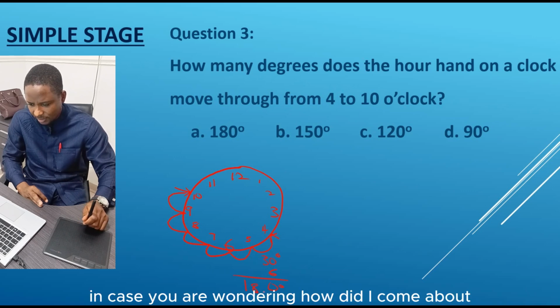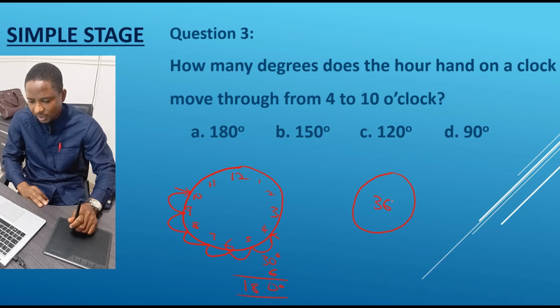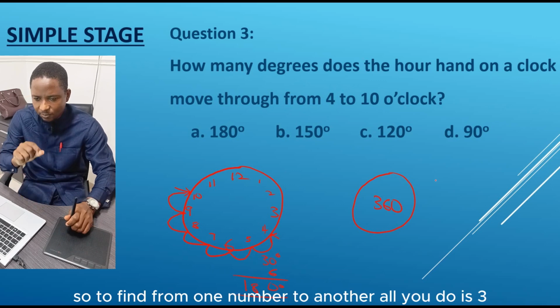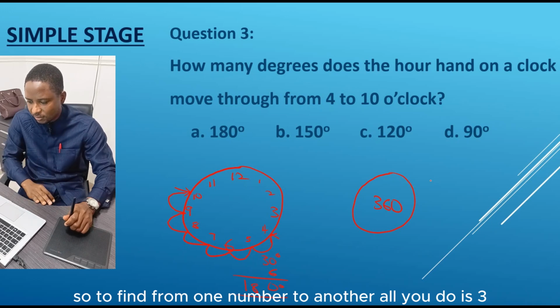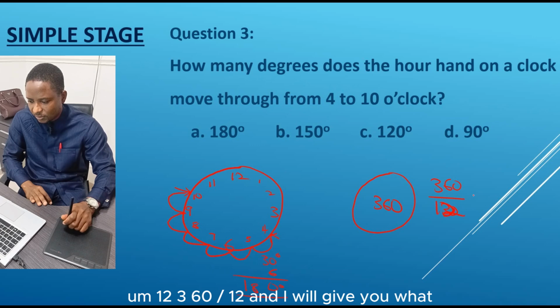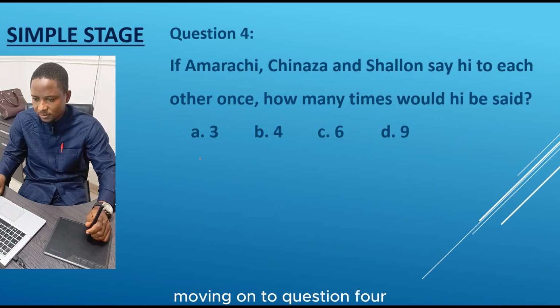180. In case you are wondering how I came about 30, the sum of angles in a circle is 360. And then this angle has been sectioned into 12 units. So to find from one number to another, all you do is 360 divided by 12. And that will give you 30. And that's how I got 30 degrees. So the answer is A.